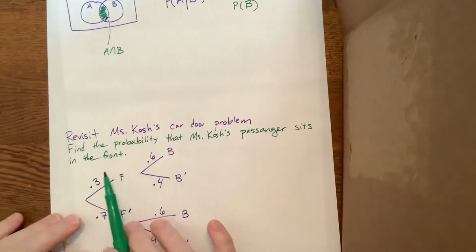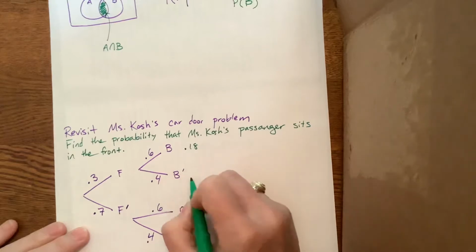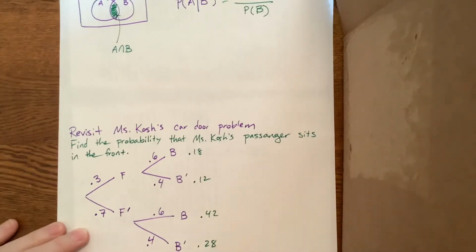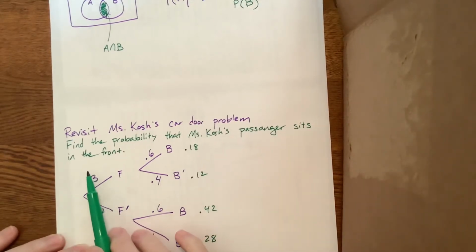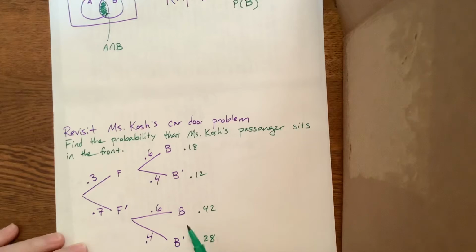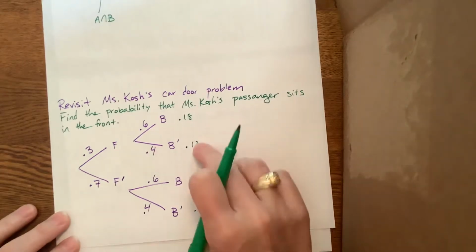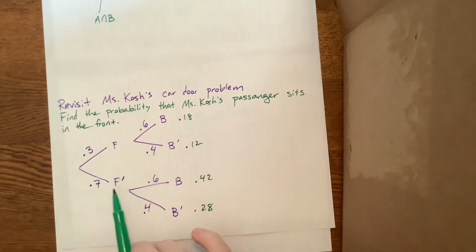Okay, so what we're going to do is say we solved this problem before, and when we found these probabilities out here, we were asked to find the probability that my passenger sits in the front seat. That means I have a passenger, so I can't have had both doors not open. I could have had any of these three scenarios, but I want to know the probability that they sit in the front seat.